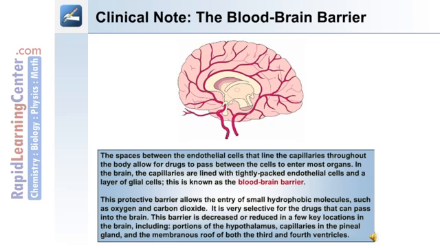This barrier is reduced in a few key locations inside the brain, including portions of the hypothalamus, capillaries in the pineal gland, and the membranous roof of both the third and fourth ventricles.